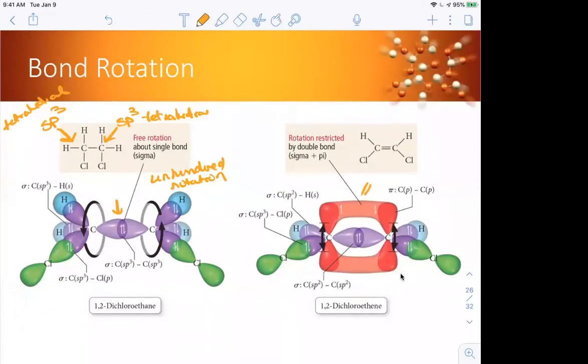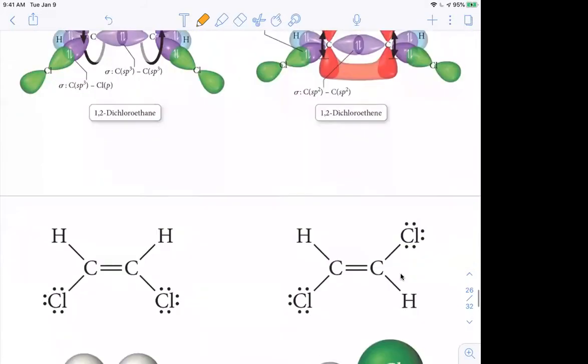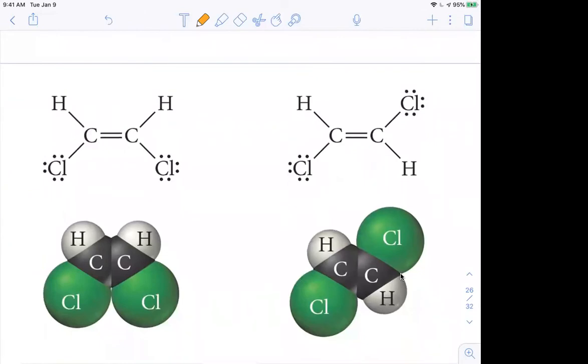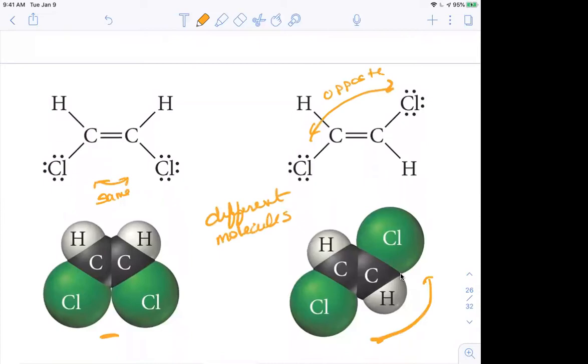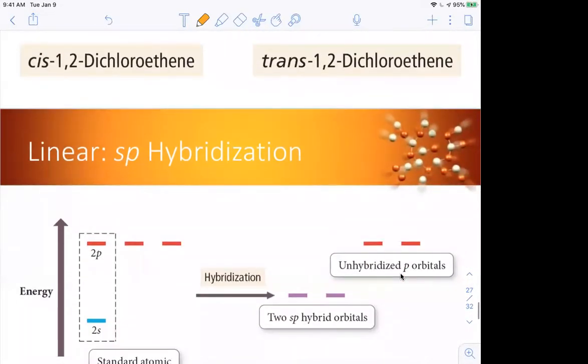Here, because of this pi bond, I have restricted rotation, which means that these two molecules, with the chlorine on the same side or the chlorine on opposite sides, are actually different molecules. I cannot simply rotate those in order to make them from one into each other. In order to go from the same side to the opposite sides, I actually have to break that bond, which is something that is going to take energy and require a chemical change. It's just not a single rotation.